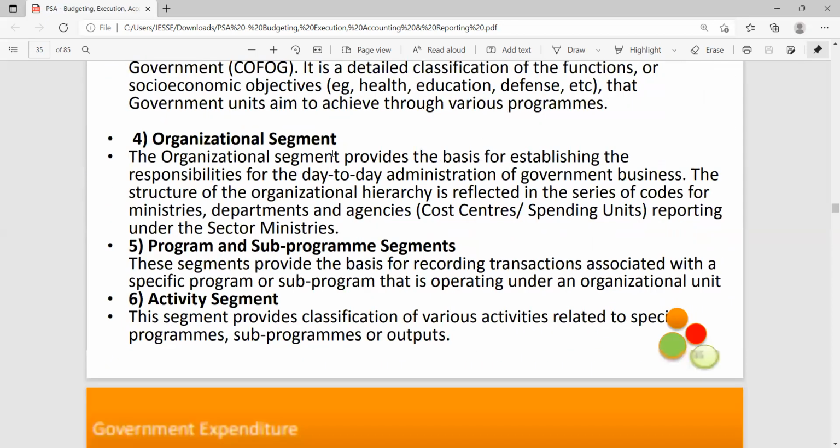Then we move on to the activity segment. This segment provides classification of various activities related to specific or special programs, sub-programs, or outputs. So this is an activity-based segment, right? You are classifying accounting transactions or activities related to specific activities or outputs.